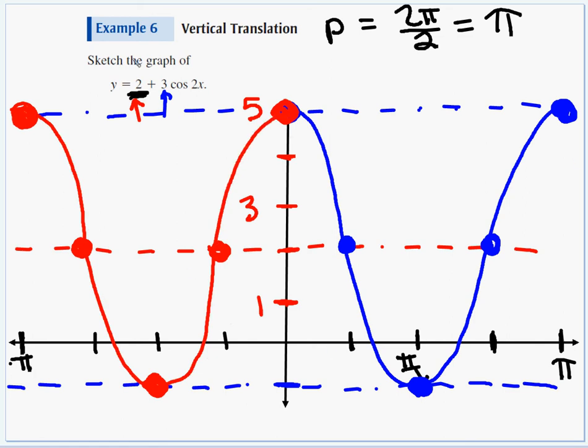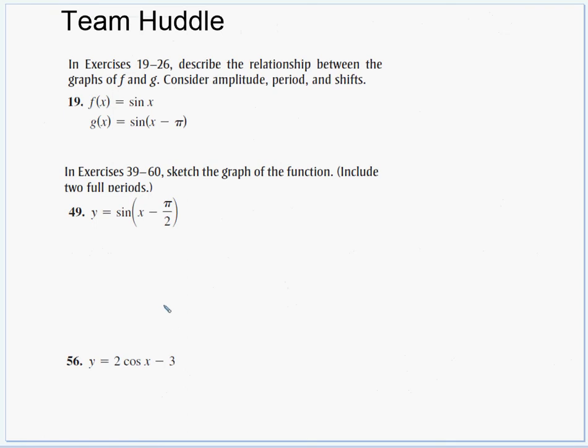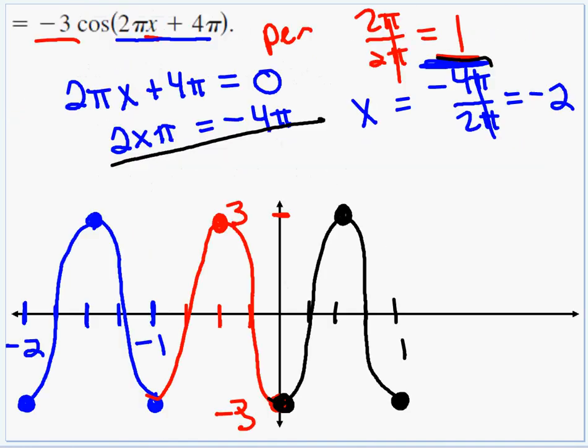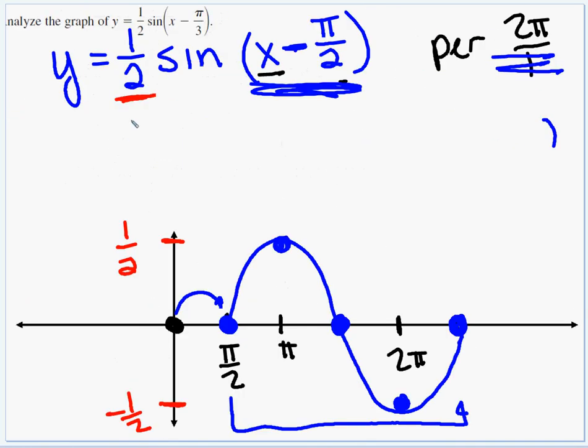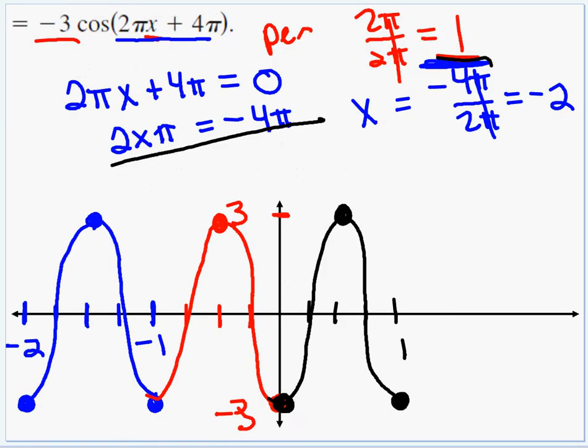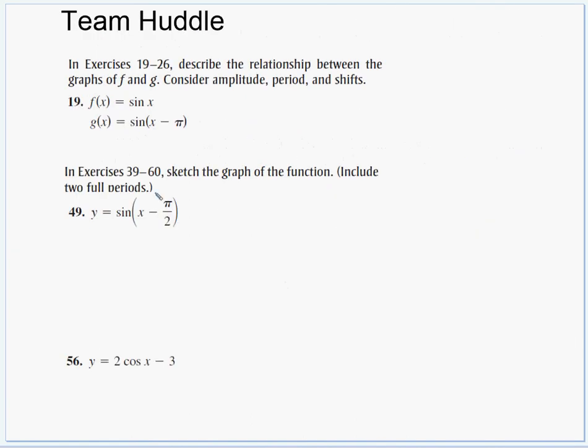Okay, what's next? Practice problems. So here it just says describe the relationship, talk about the amplitude, the period, and any shifts. This last one here, ooh, now hold on. Sine of x minus a half pi. Did we do that one? Yeah, it was a half sine. So let's change that one, make that in your notes a plus. We'll shift that the other way.